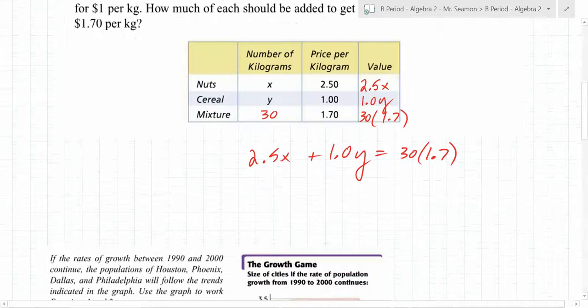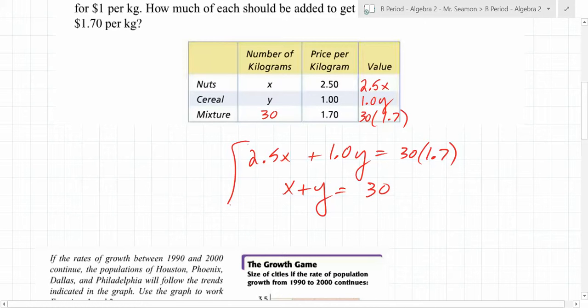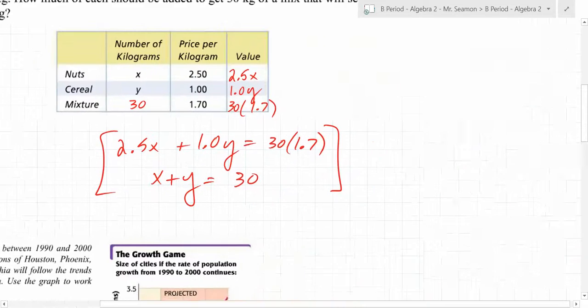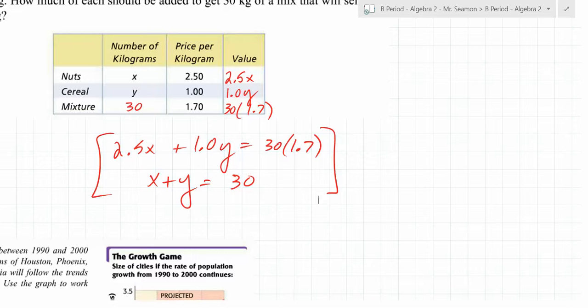So you know that 2.5x plus 1.0y has to equal 30 times 1.7. But you also know that x plus y has to be equal to what? 30. How many equations is that? 2. Substitution, elimination. You could graph it if you really wanted to. The setup is most of the work. And they set up the setup for you. They give you the blanks, fill in the blanks, and now what method would you slide towards using?